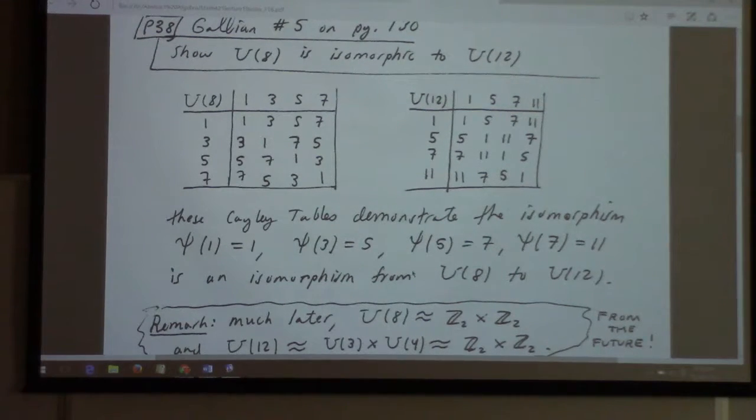Number 5 on page 130. Show U8 is isomorphic to U12. I wish when people asked me questions about this, I was already where I needed to be in my thinking. I would have told them most clearly: you can write down a Cayley table for one, write down the Cayley table for the other, state the isomorphism, and then say that the Cayley tables having the same pattern proves that the isomorphism is in fact an isomorphism.